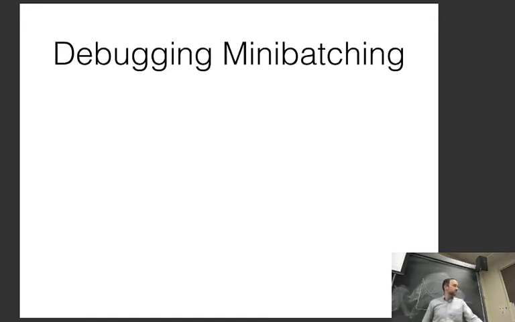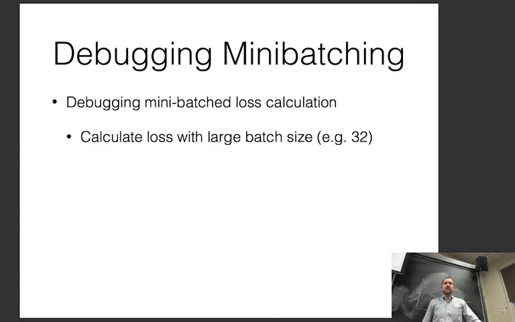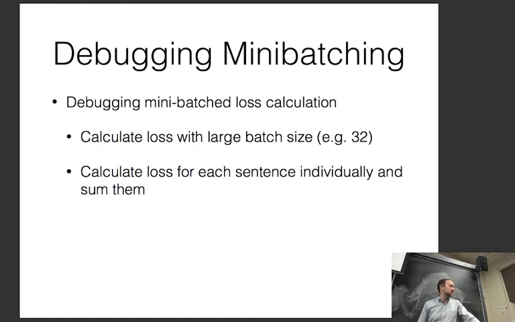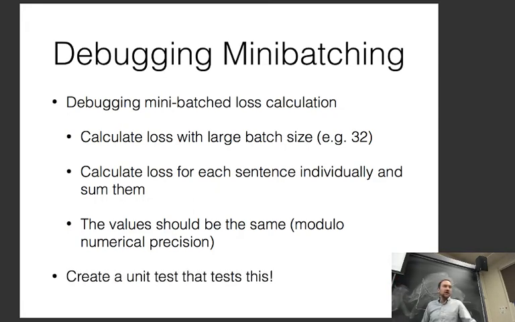So first, debugging mini batching. How to debug mini batching is pretty straightforward. You calculate a loss with a large batch size. You calculate the loss for each sentence individually and then sum those 32 losses together. And the value should be exactly the same modulo numerical precision errors. The difference should be no more than 10 to the minus 5. Usually it's like 10 to the minus 8 or something like that after dividing by one of the values. And I highly suggest, if you have unit tests in your code, to create a unit test that tests this for you for the common models that you're using. And this will be very good at figuring out errors.